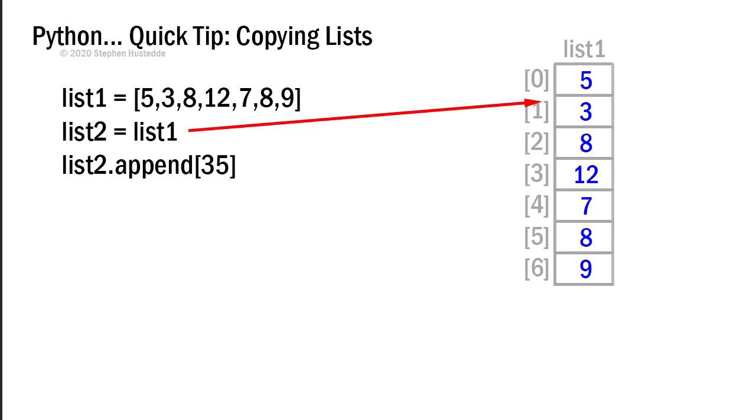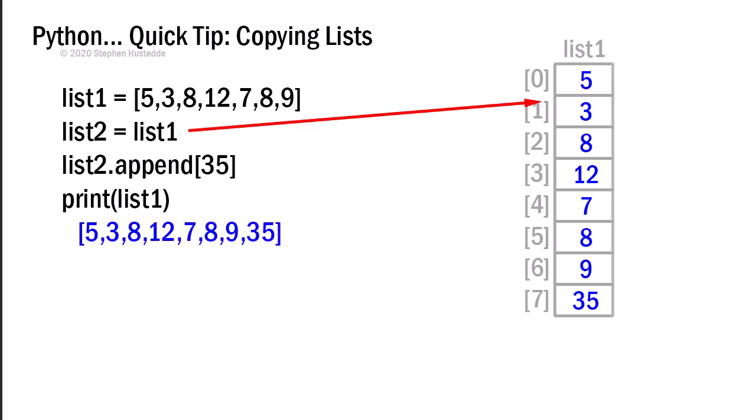And so if I take list2 and I append a value of 35, I am actually adding an element to list1 of 35. If I print list1 or I print list2, either way, I'm going to get the same results, and it's going to show a 35 as part of list1 or list2.